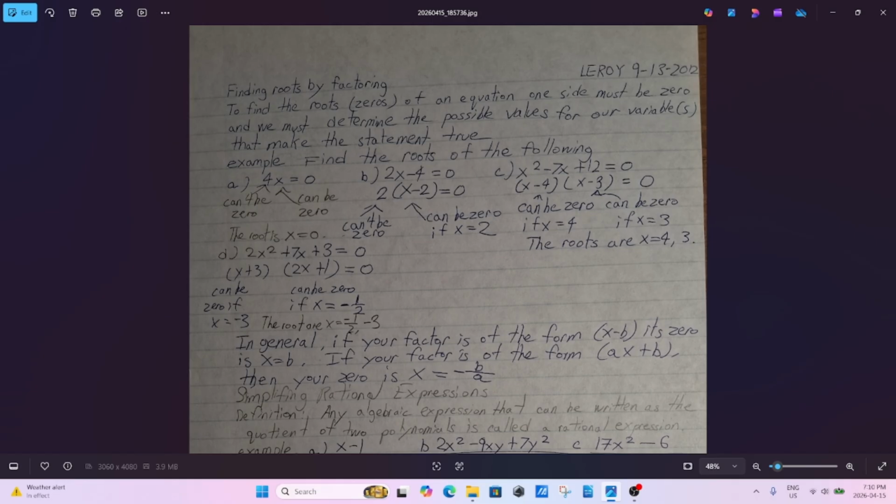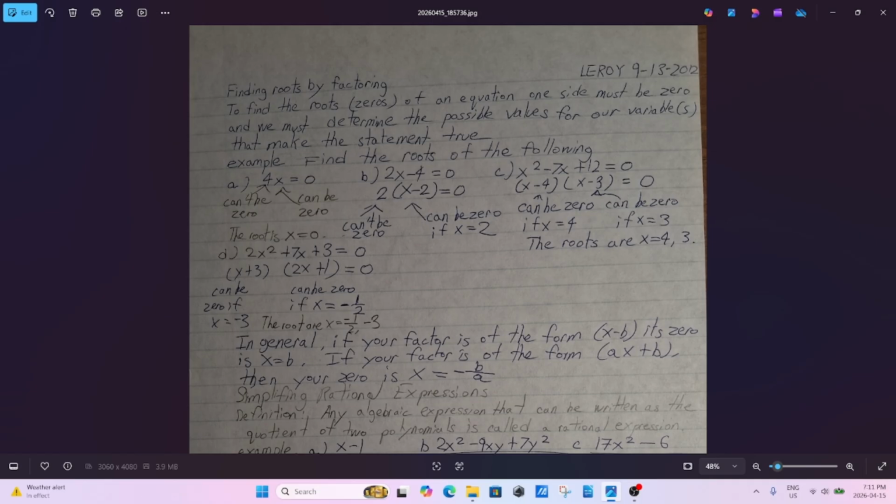A, 4x equals 0. So 4 can't be 0, but x can be 0. So the root is x equals 0. B, 2x minus 4 equals 0. 2 times x minus 2 equals 0. The 2 can't be 0, but the x minus 2 can be 0 if x equals 2.